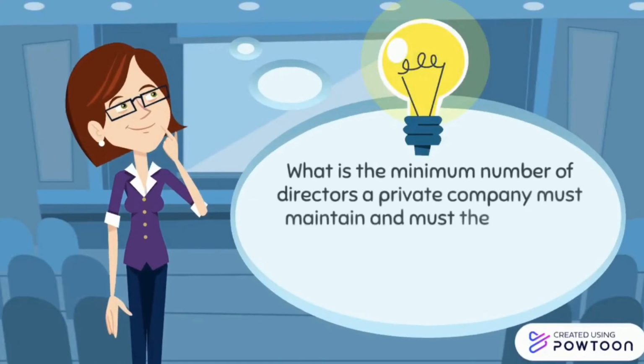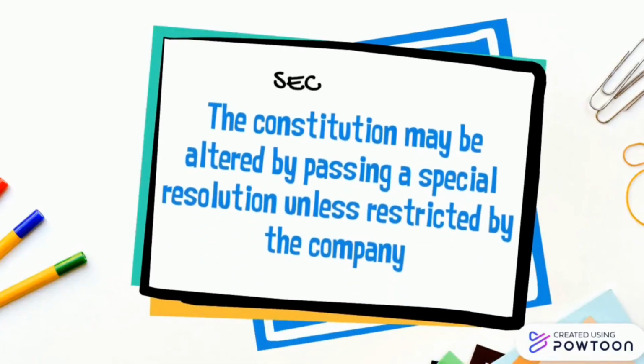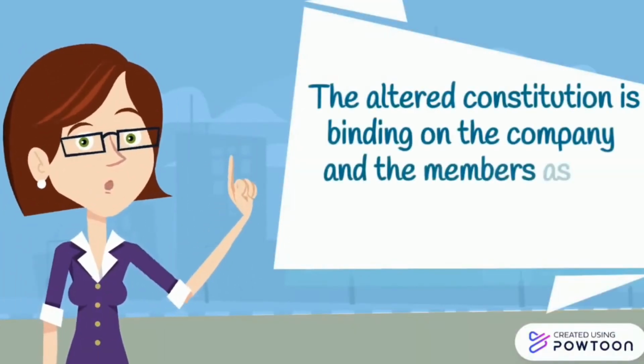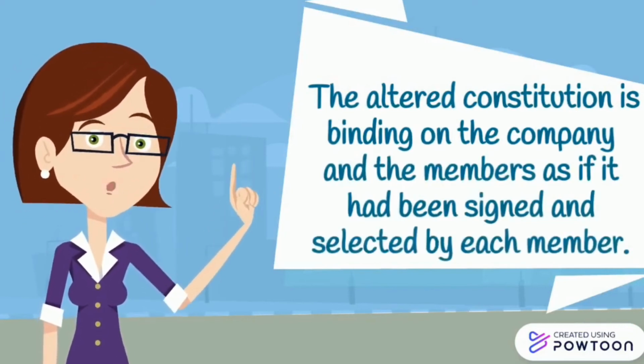A private company must maintain directors who are ordinarily resident in Malaysia by having a principal place of residence in Malaysia. Section 36. The Constitution may be altered by passing a special resolution unless restricted by the company. The altered Constitution is binding on the company and the members as if it had been signed and sealed by each member.